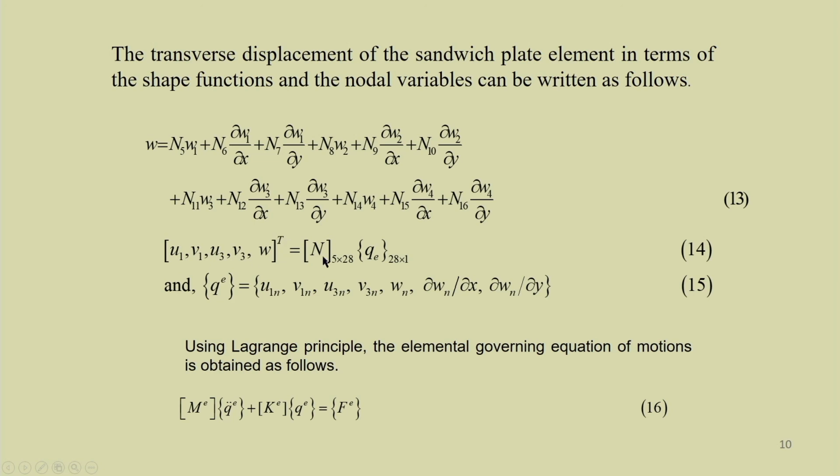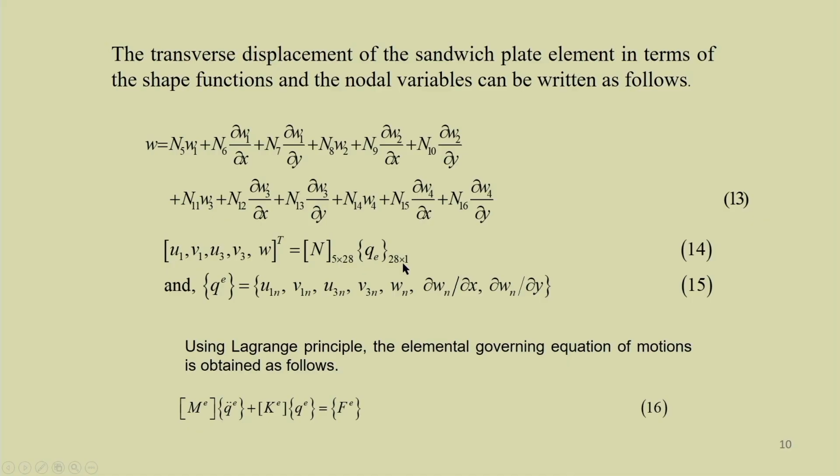So, the transpose can be written as N5 into 28. You just see, it will be 5 into 28. Here you have 5: U1, V1, U3, V3 and W. For the core, you just see that we have not considered the axial deformation in x and y direction. So, we have written this in terms of these 5 parameters, then we can write this N5 28 into QE. So, this is 28 cross 1.